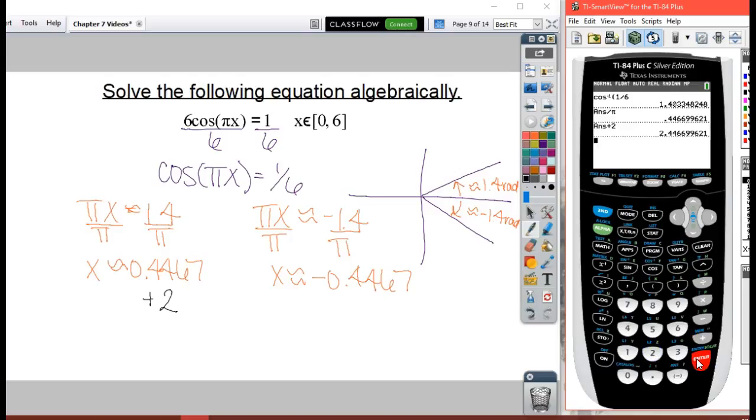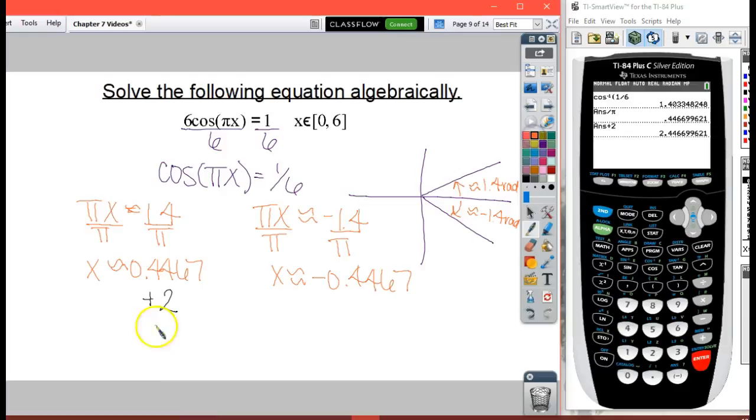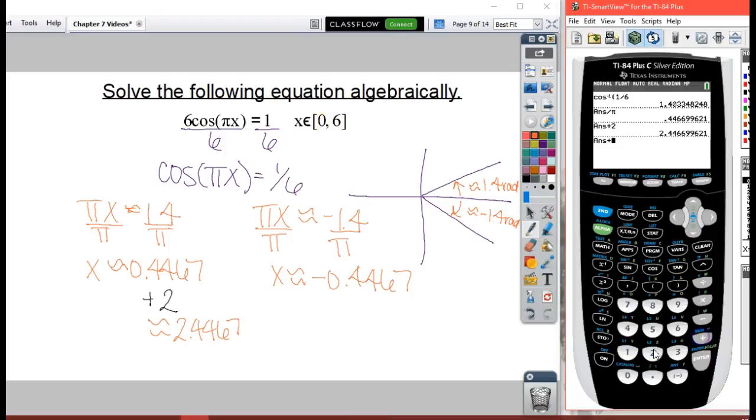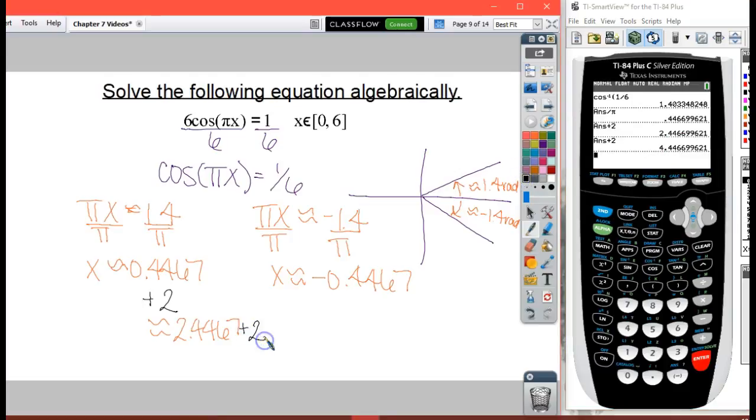Add 2 to it, and I'm going to get 2.4467. And then I'm going to add 2 to it one more time, and that does keep me under 6. I do need one more answer, so add 2, and I get 4.4467, and we could round that. So there's 3 answers. Let's look back at our graph.